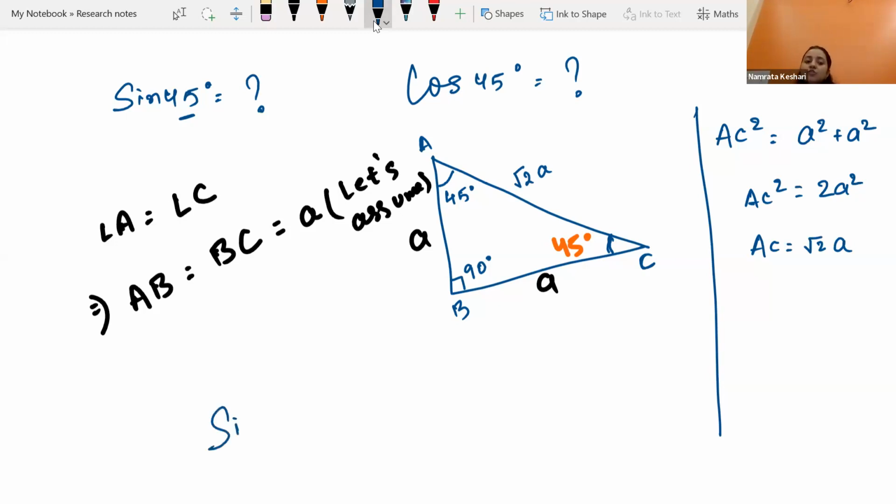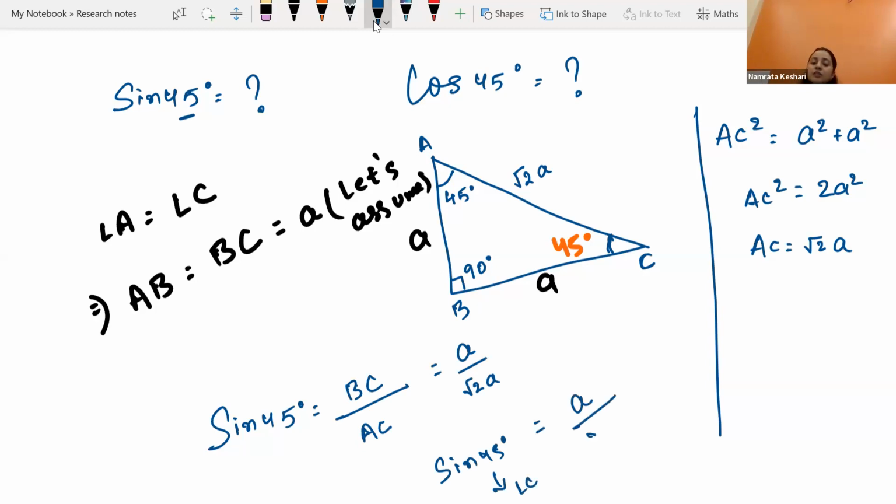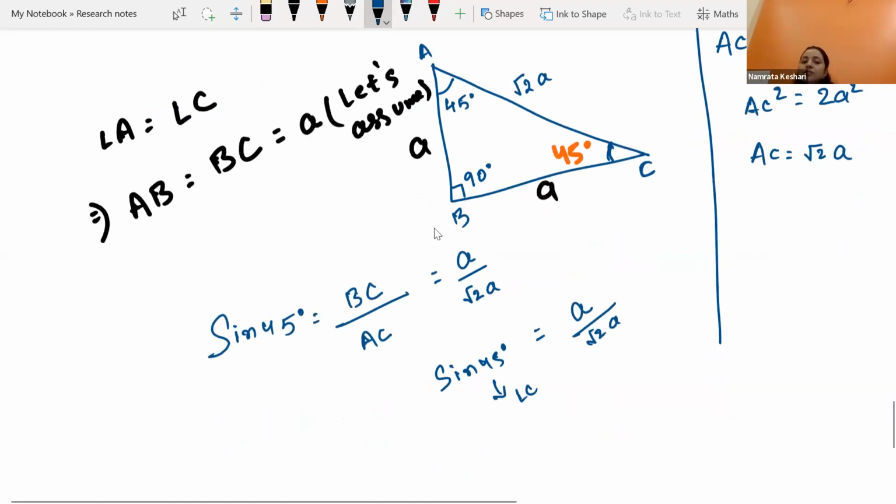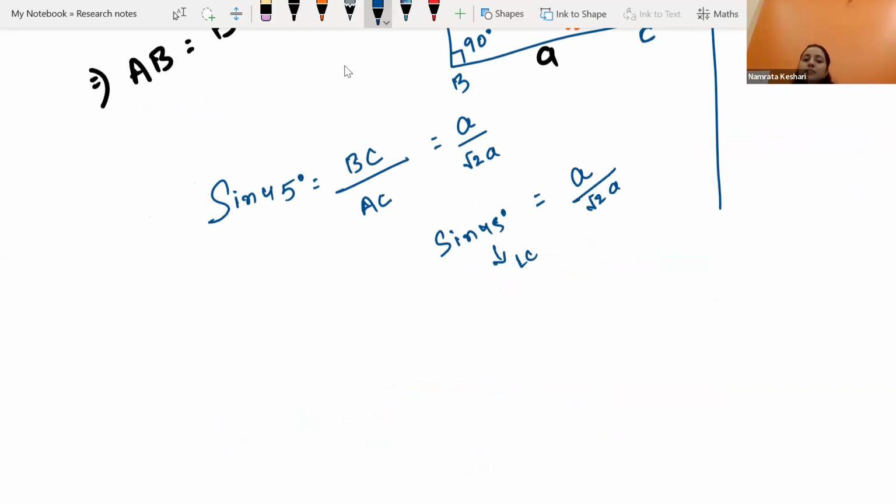Now our purpose is to find sine 45 degrees. If we look at the triangle, we can focus on angle A, or maybe we can focus on angle C, because both are 45. If we focus on angle A, the formula is opposite over hypotenuse. So opposite side BC over hypotenuse AC, which is A by root 2A. Or if you focus on angle C, which is also 45 degrees, you still get opposite as A and the hypotenuse is constant, the same. So sine 45 degrees is nothing but 1 by root 2. From any scenario we try to calculate sine 45, we get 1 by root 2. Yes or no?